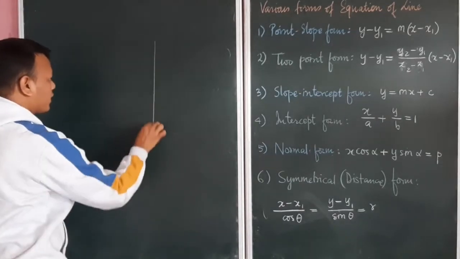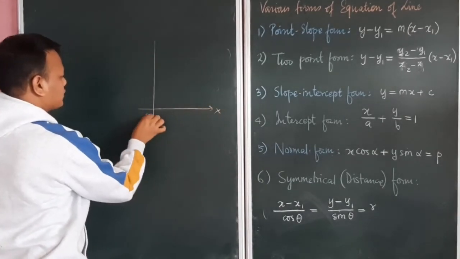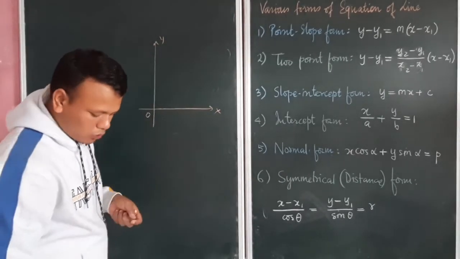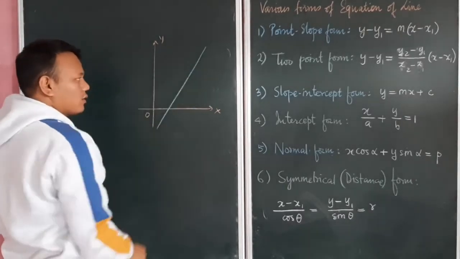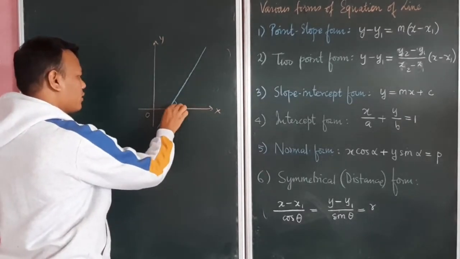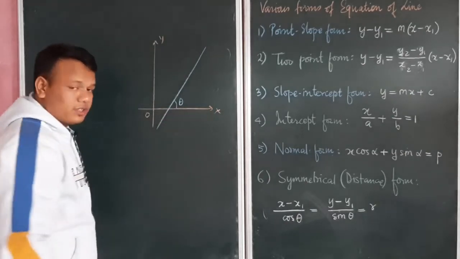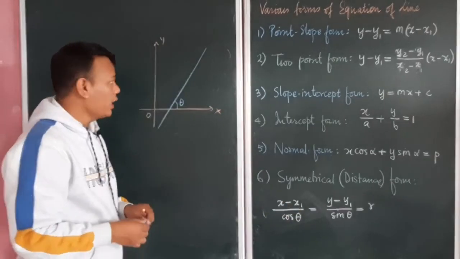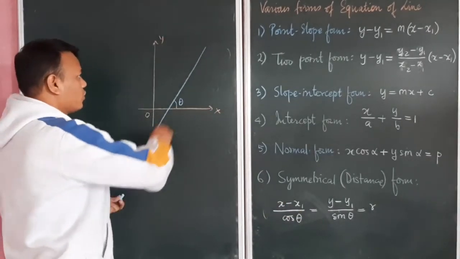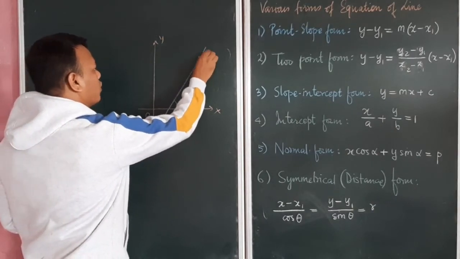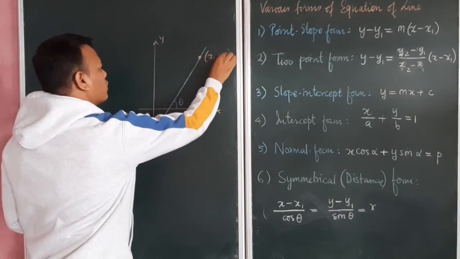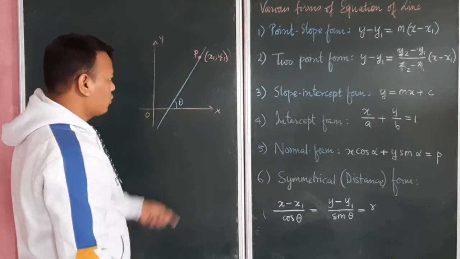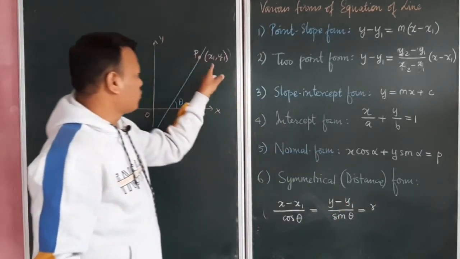So let me take the x-axis and y-axis. In order to understand symmetrical or distance form, here I am going to take one random straight line, and let me assume that this line is making angle theta with the positive direction of the x-axis. Here I am taking one point through which this blue line passes. Let me call this point x1, y1, and name it as point P.